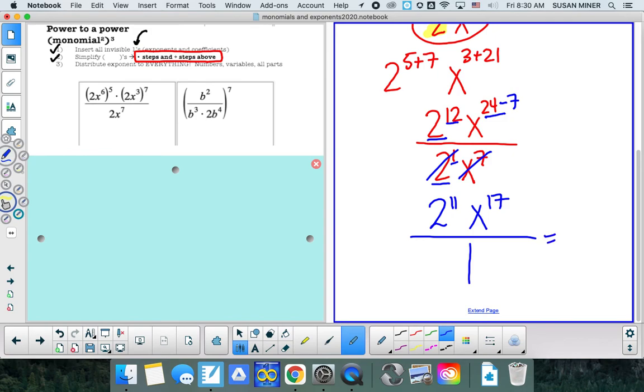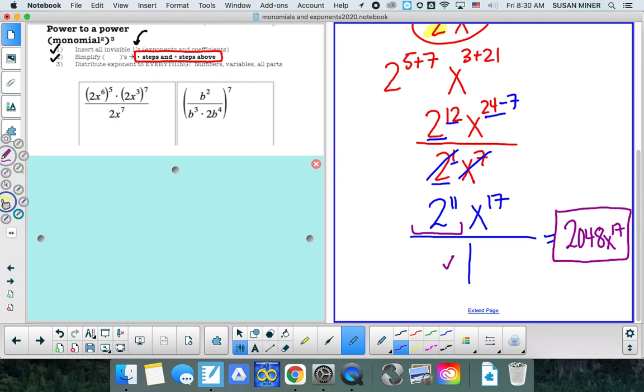So I can simplify this one more time, and I can actually go ahead now and calculate out what 2 to the 11th power is. I'm going to use my calculator to do it. 2 raised to the 11th power is 2048. x to the 17th. And there's my final answer.